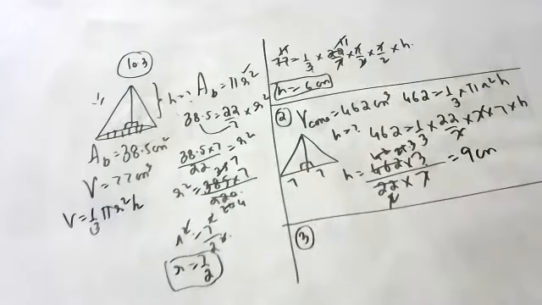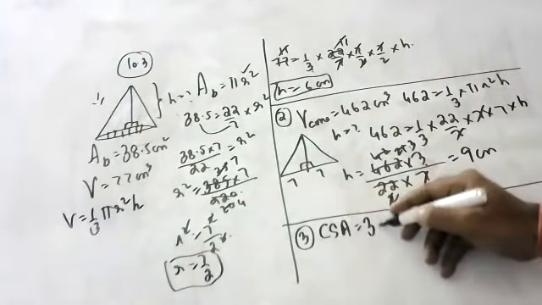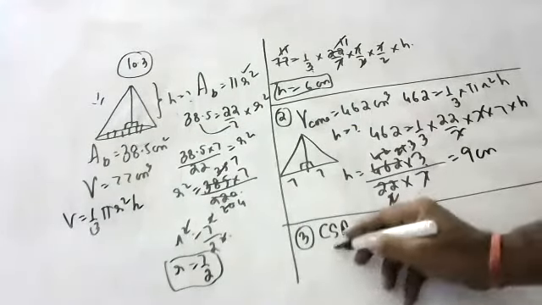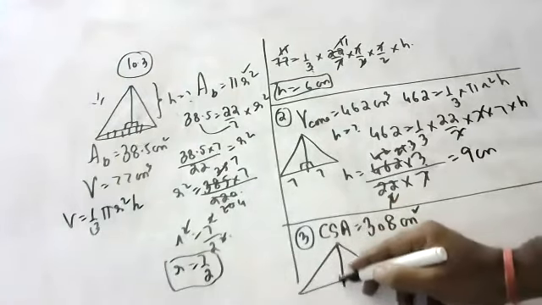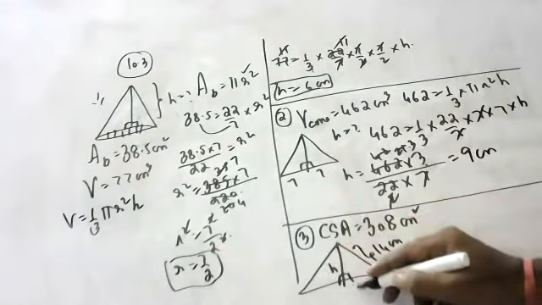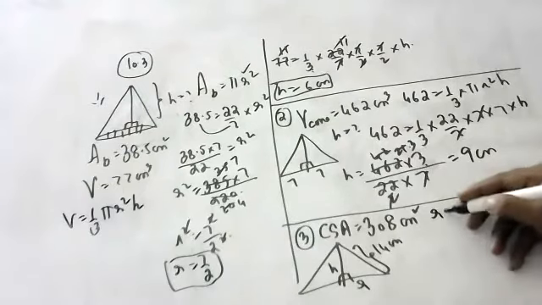Is Srita there? Not there. Is Nandita there? Yes, sir. CSA of the cone is 308 centimeters square, and its slant height is 14 centimeters. This is the slant height, this is the normal height, this is the radius. The question is to find the radius and TSA.